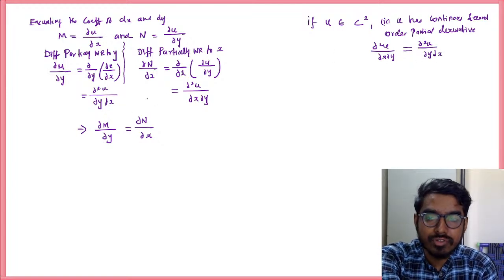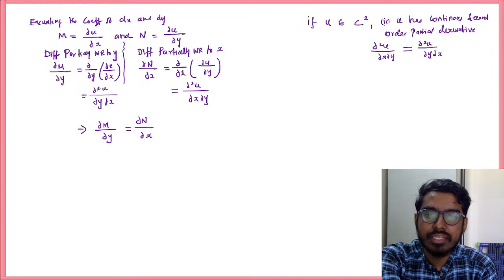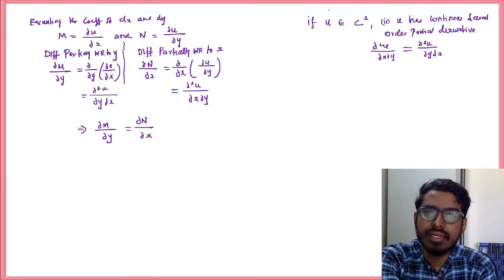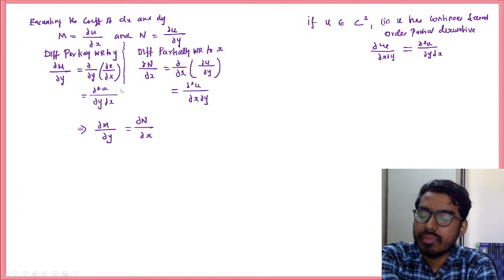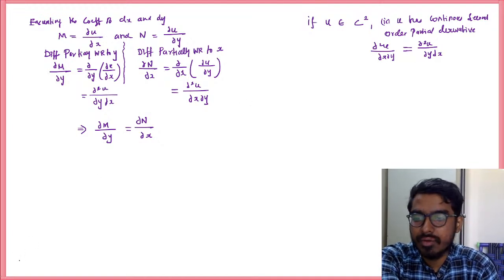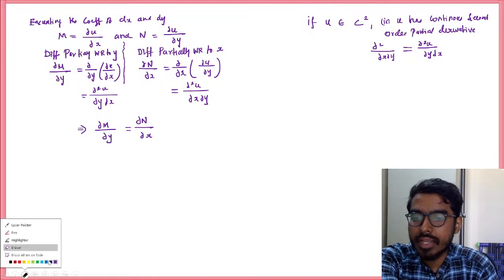Since I'm assuming that this u has a continuous second order partial derivative, these two are equal. Therefore, ∂M/∂x is equal to ∂N/∂y. This is called Clairaut's theorem in calculus: if u has continuous second order partial derivatives, then these two are equal. So we have proved ∂M/∂y is the same as ∂N/∂x.